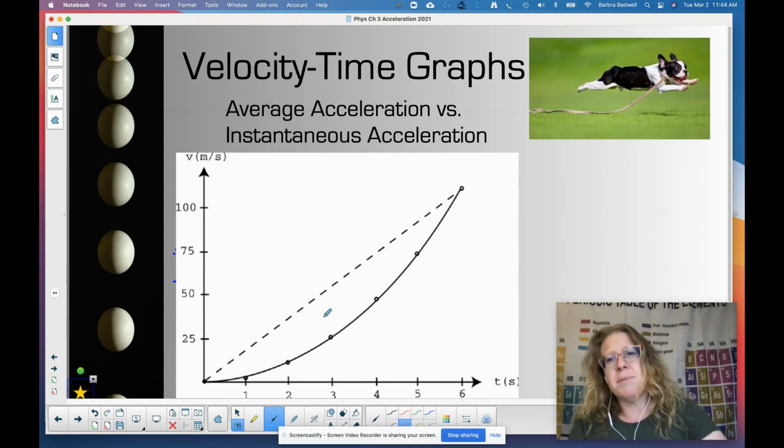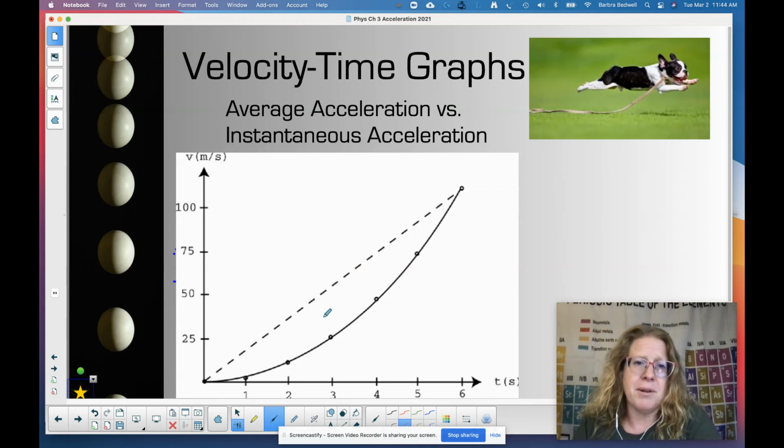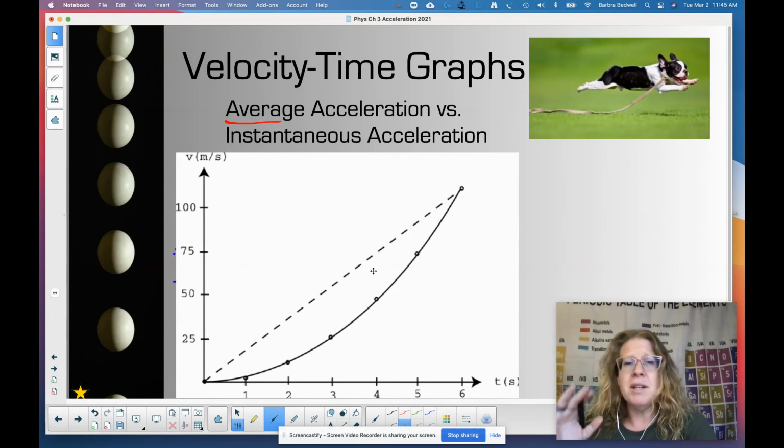So this brings us up to our last comment in this particular thing, the difference between average acceleration and instantaneous acceleration. Average acceleration is over a time interval. So if we have changing acceleration, we have a couple of different ways that we can deal with it in a physics class at this level without calculus.